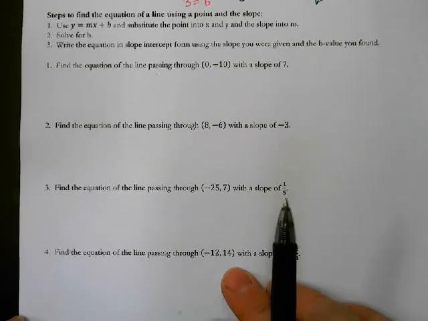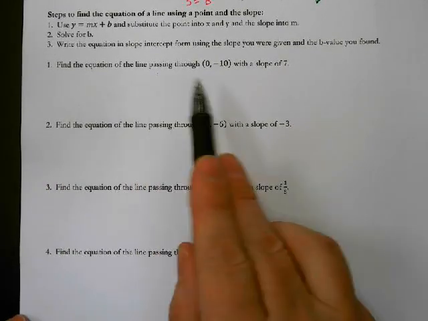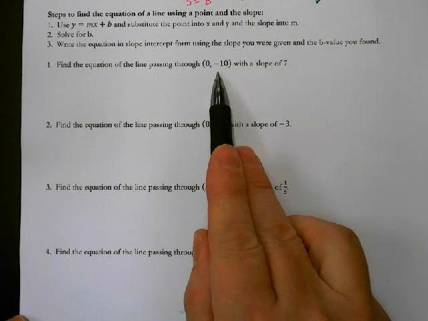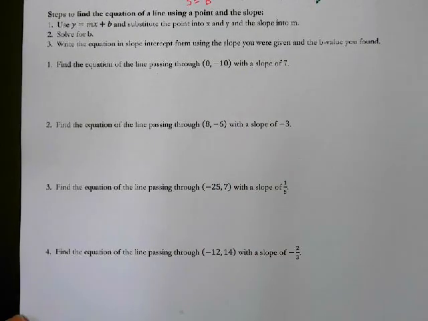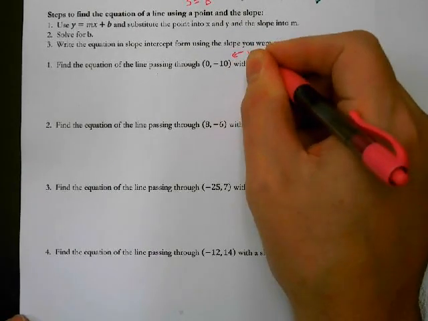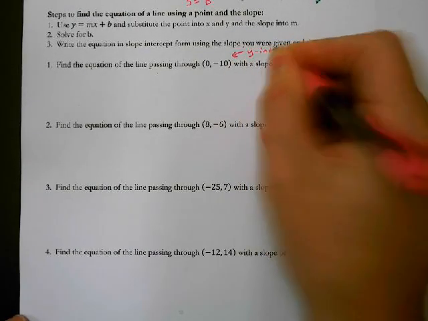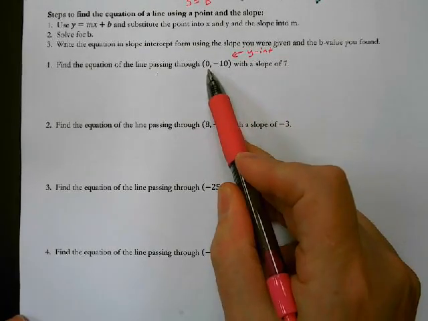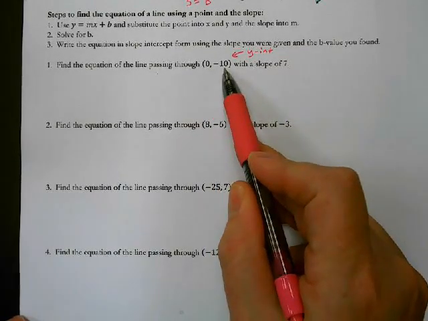All right. Find the equation of the line that passes through (0, -10) with a slope of 7. Now this one, if you're really paying attention, you notice that they gave us a special point here. This point is the y-intercept, because the x value was 0. So this must be the y-intercept.